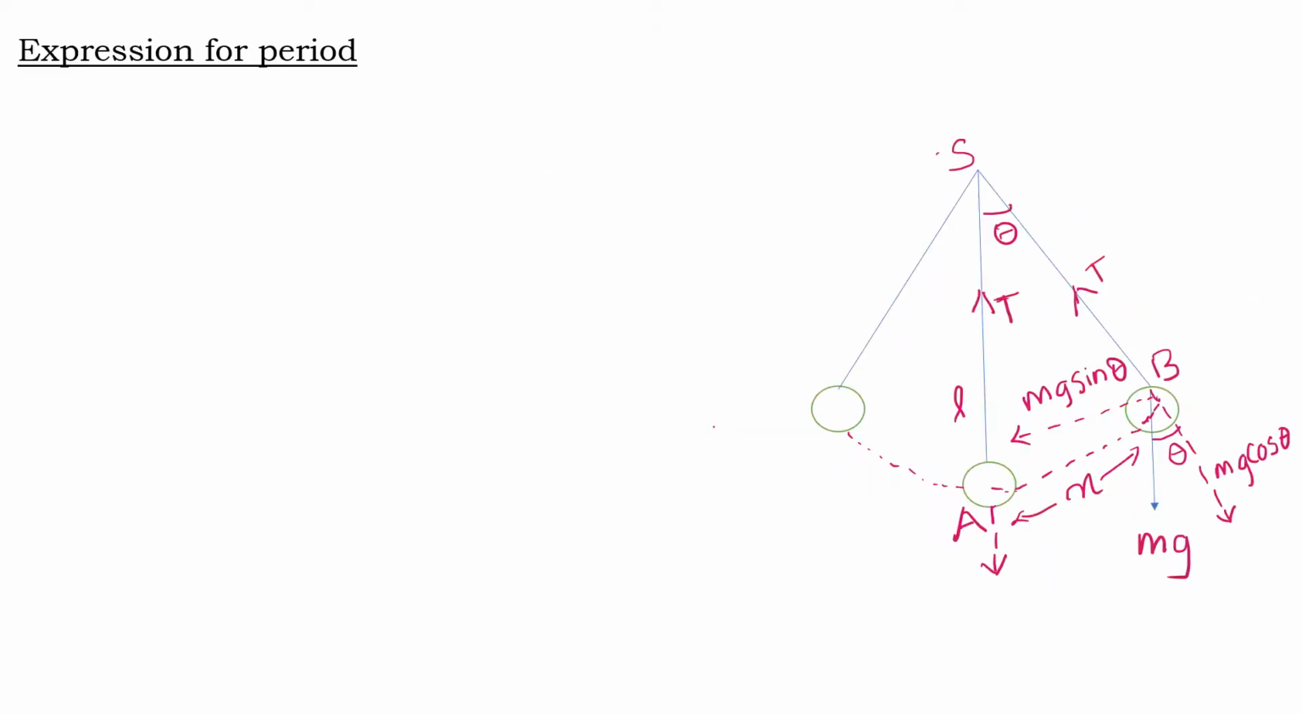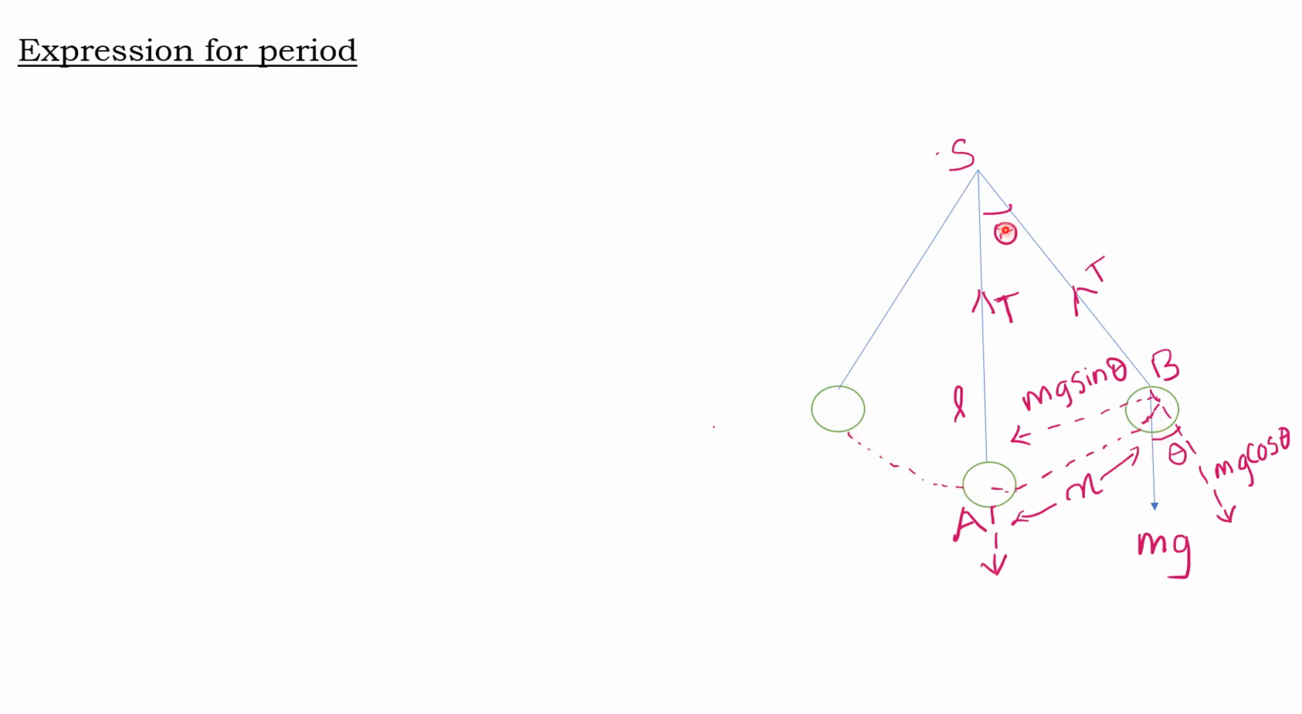Consider the expression for the period of oscillation of a simple pendulum. For that, consider a simple pendulum in which S is the point of suspension and A is the equilibrium position or mean position of the bob. The distance between S and A is called the length of the pendulum and is represented by L. If the bob is drawn to one side and let free, it begins to oscillate about the mean position A, and this oscillation can be represented by this dotted line.